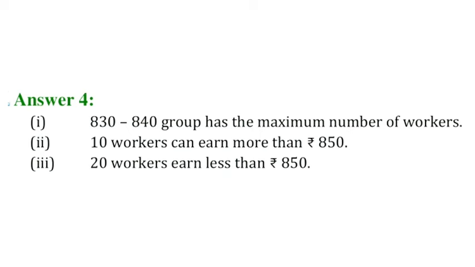First one, which group has the maximum number of workers? If you count, 830 to 840 is having the maximum number of workers, that is 9. Next, how many workers earn 850 and more? Where do we have to go? We have to go with the first, second, third, fourth, fifth, sixth, that is 850 and above. So how many are there? Count them. If you add them, you will get totally 10 workers who earn 850 rupees and more.